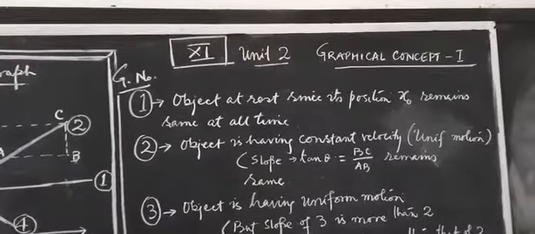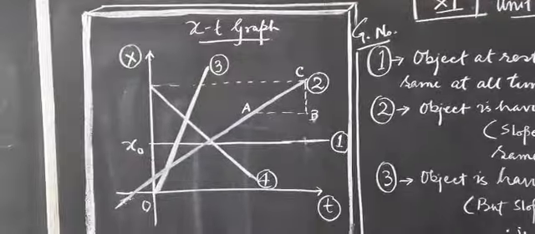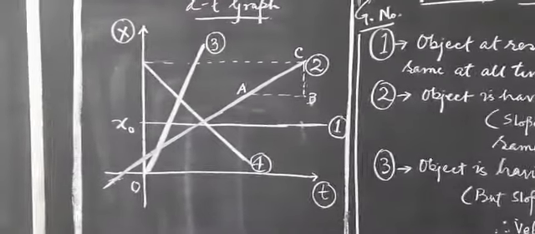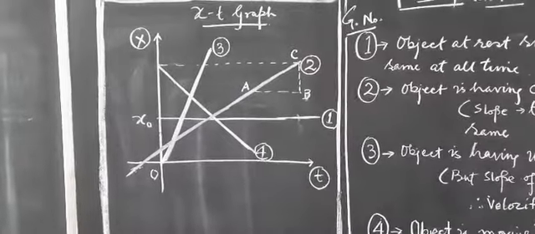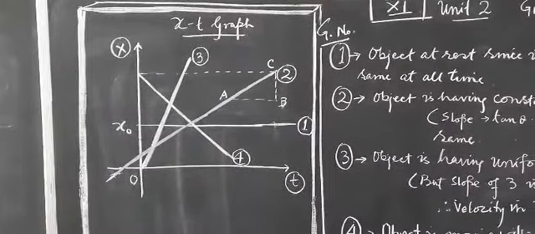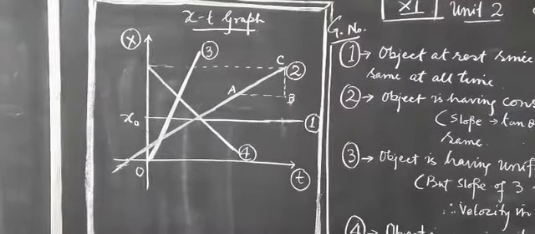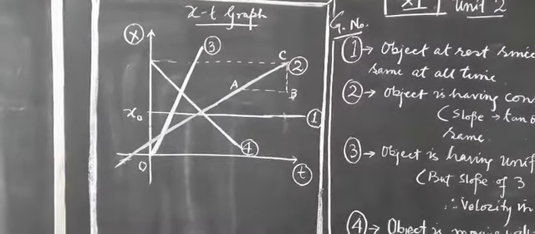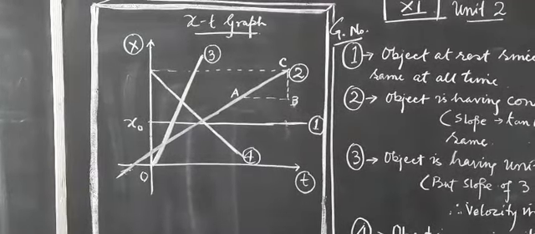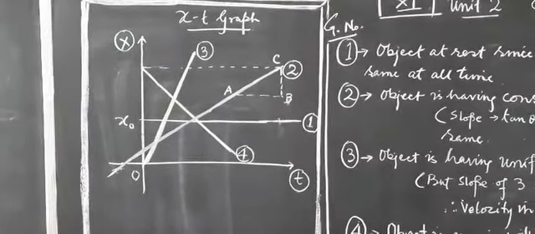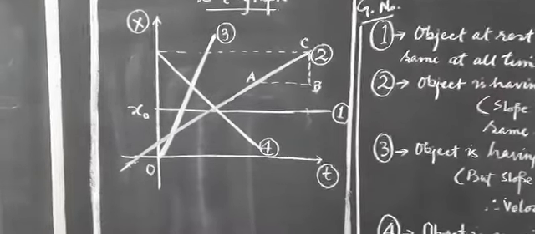Graphical concept number 1, class 11, motion in a straight line. Here is the graph given, the xt graph. There are xt and vt graphs. Just to see the xt graph, x is along the y axis and t is along the x axis. And there are 4 graphs, graph number 1, graph number 2, graph number 3, graph number 4.